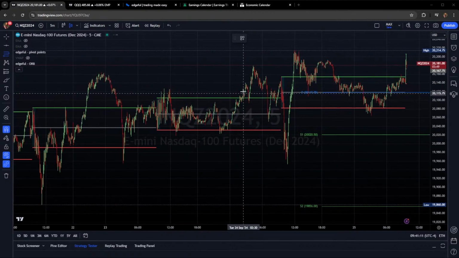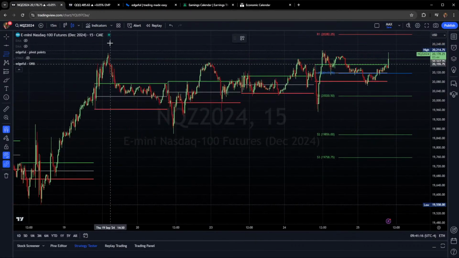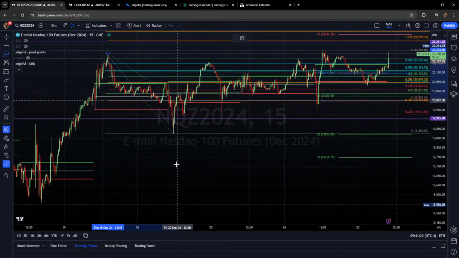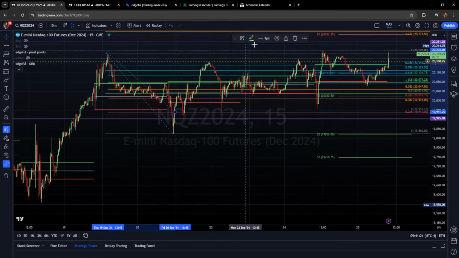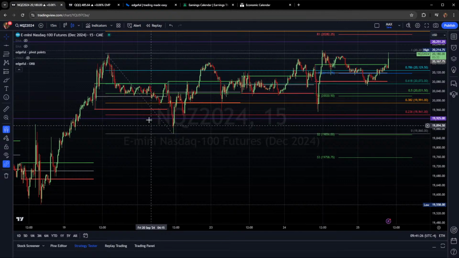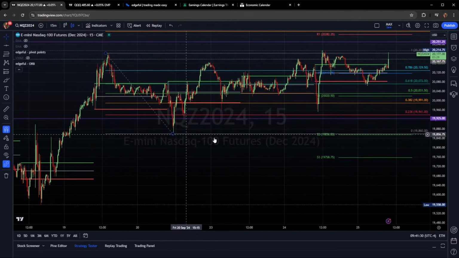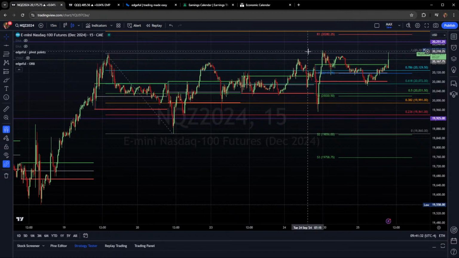If I zoom out here a little bit, there's a couple of places to look. I already had that one drawn. This is kind of one general fib. The reason I have this one drawn was because of this swing low right here. This is kind of interesting, you see some of these key levels.